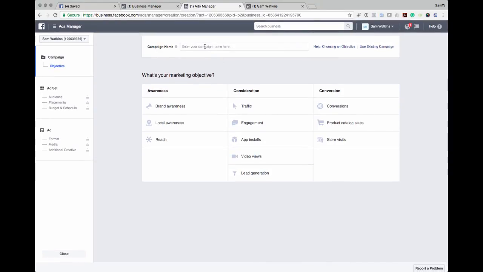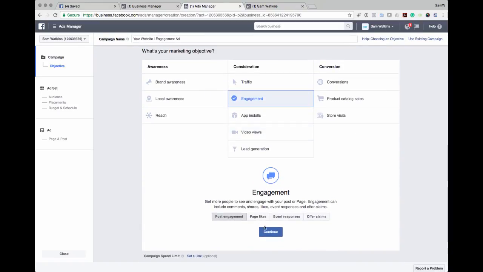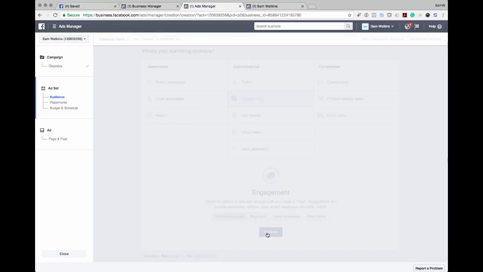So let's give our ad a name. Naming, I think, is very important, especially as you start to really get a lot of things in here. Figure out your own naming system. What I'm going to do is, my objective here is engagement. I want lots of engagement on a post. So we're going to go ahead and click continue.